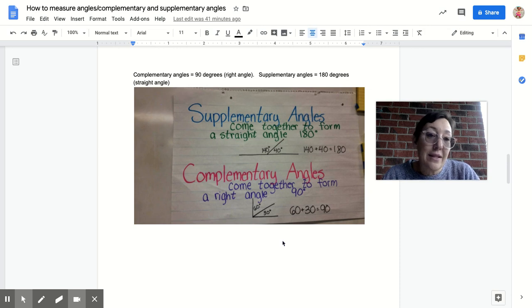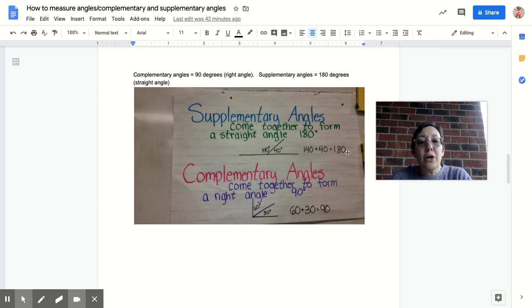So I was kind of happy that this was a lesson I got to teach y'all doing your virtual school, because I think you can handle this at home without a lot of confusion or questions. But supplementary angles come together to form a straight angle or a straight line, and they equal 180 degrees. If you look at this one right here, you will see that if one angle is 140, the other angle has to be 40 degrees because they have to equal 180.